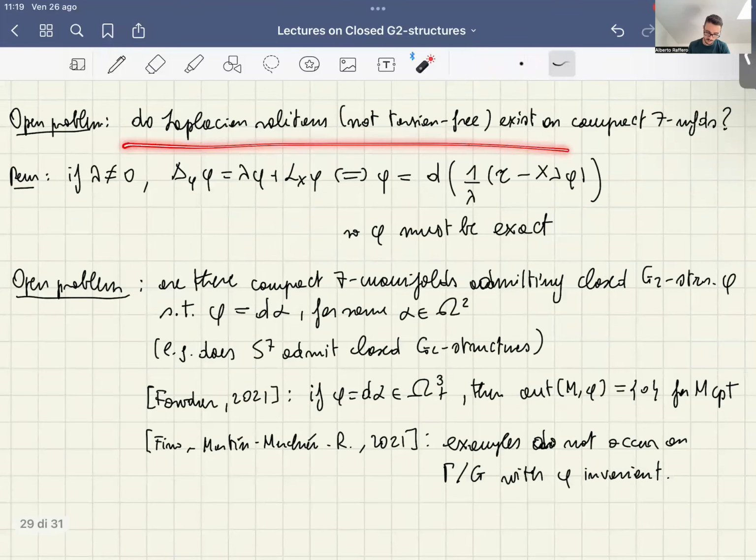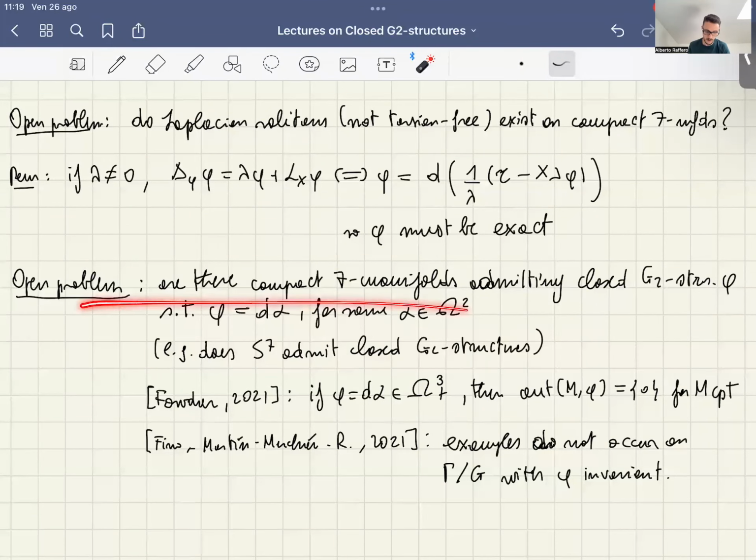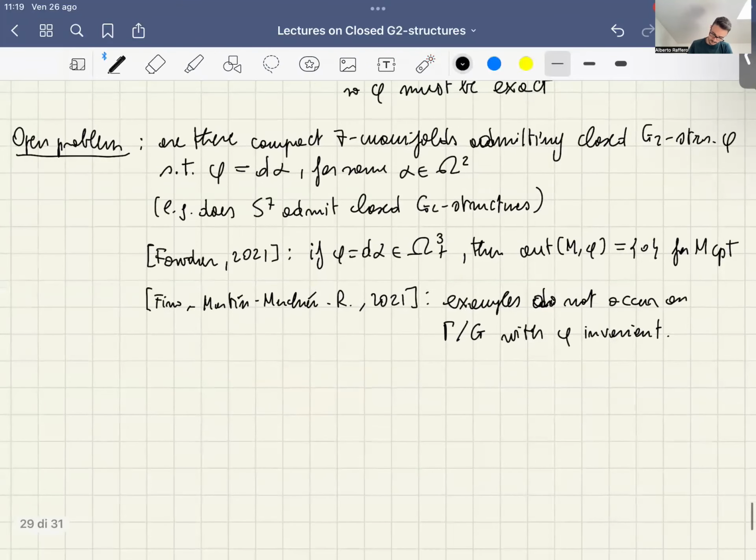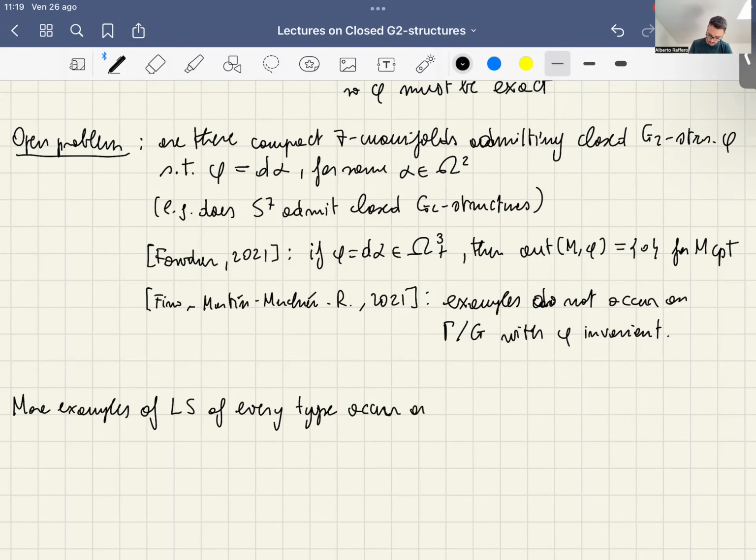One is more specific, related to solitons, one is more general, related to exact G2 structures on compact manifolds, and if you want, on some specific compact manifolds. But in any case, to conclude, let me remark that more examples of Laplacian solitons of every type occur on non-compact manifolds.